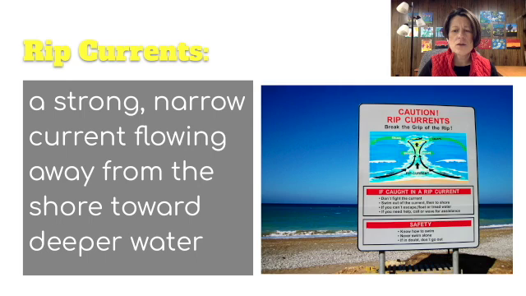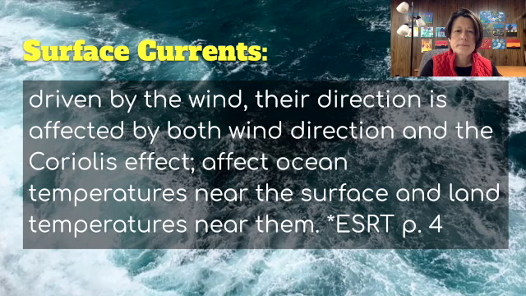But these are the currents you do have to watch for that can, in fact, be dangerous. There are also surface currents in the ocean. These are driven by the wind. Their direction is affected by both wind direction and the Coriolis effect. And they affect ocean temperatures near the surface and land temperatures near them. So we'll talk about the Coriolis effect here in a few minutes.